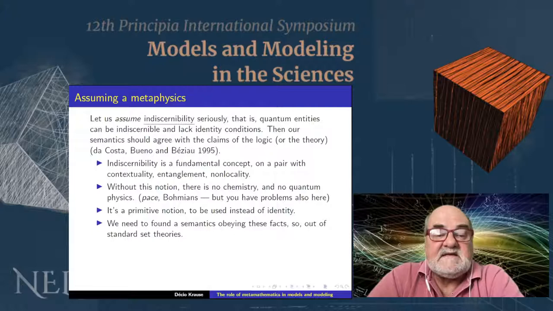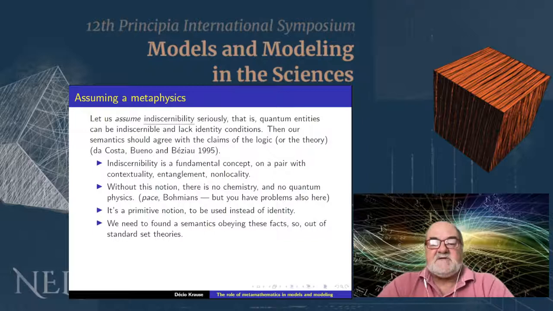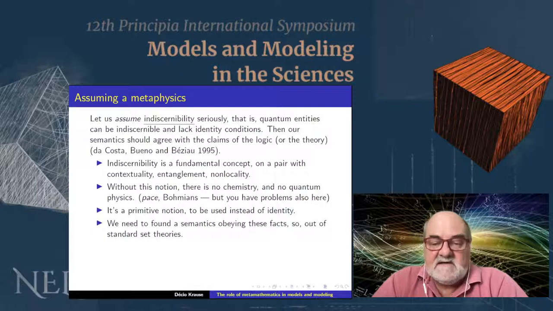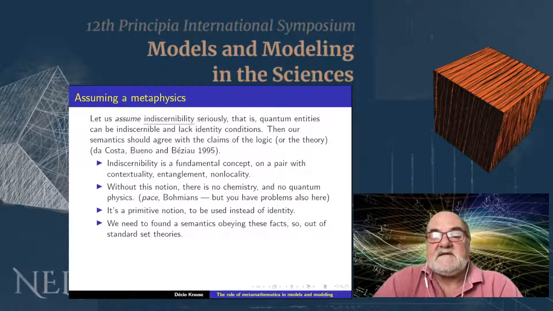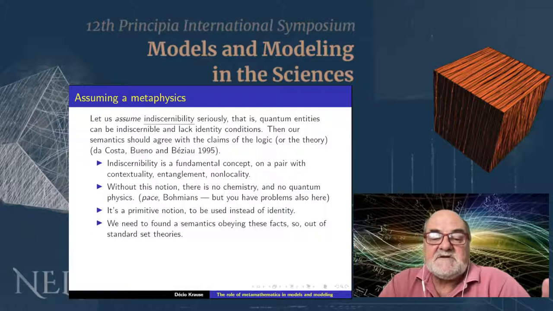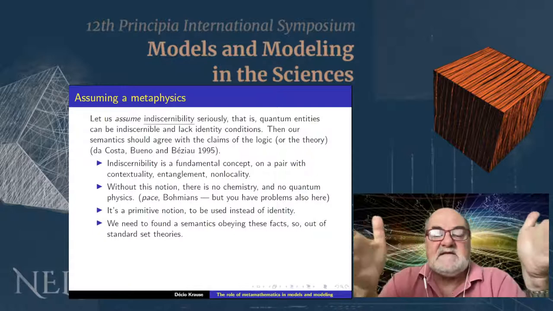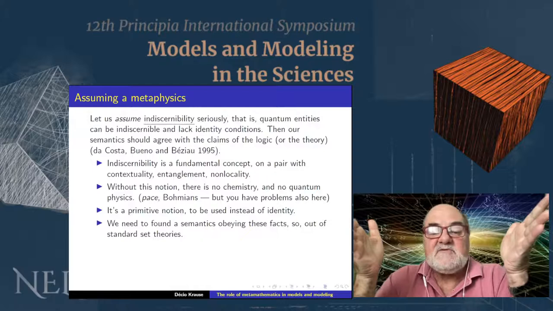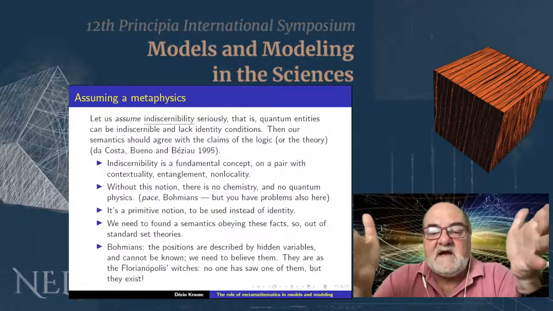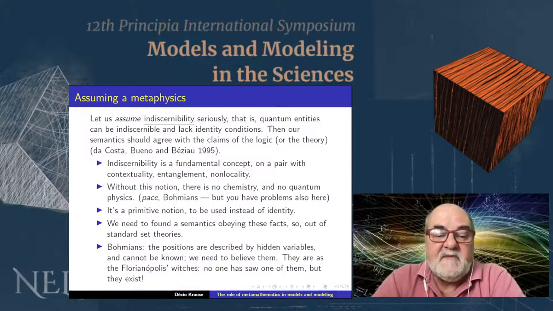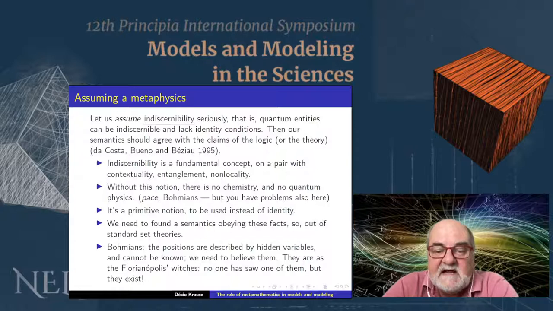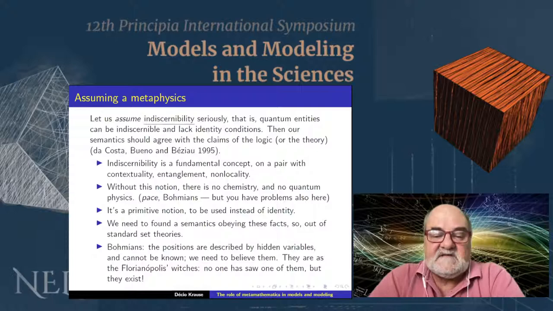Okay, then I assume that indiscernibility is a primitive notion to be used instead of identity. This is my challenge with Otávio in general, because Otávio says that identity is fundamental. I don't believe that. I think identity can be dispensed with, and we can use from the start just a weaker relation of indiscernibility instead. So we are not committed to the standard theory of identity, which implies that every object is an individual. So what do we need? We need to find a semantics obeying these quantum facts, outside of standard set theories, which see the objects as individuals. And in Bohmian mechanics, I put again my preferred analogy, the positions are described by hidden variables and cannot be known. We need to believe in them. They are like the Florianópolis witches. No one has seen one of them, but they exist. These are the positions in Bohmian mechanics.